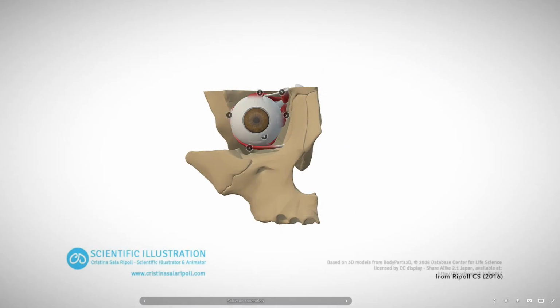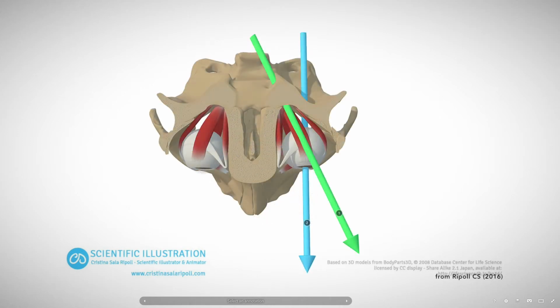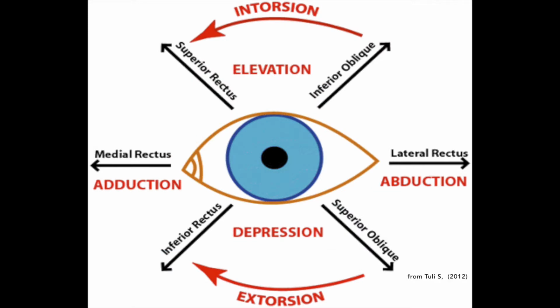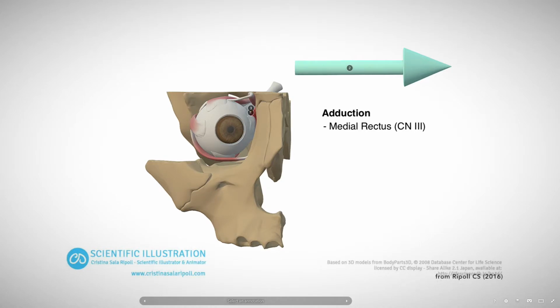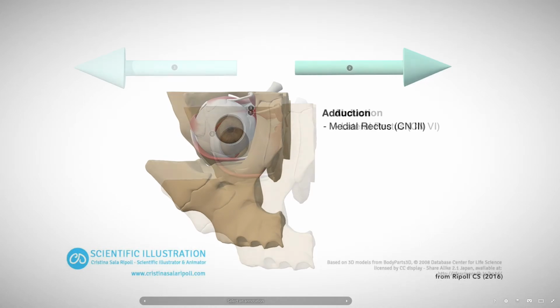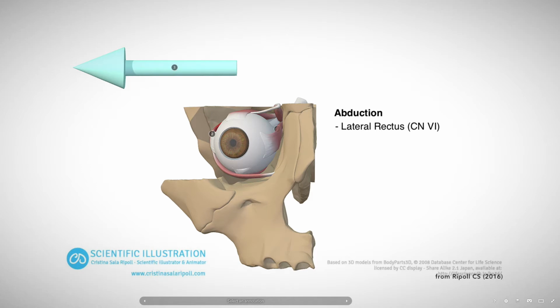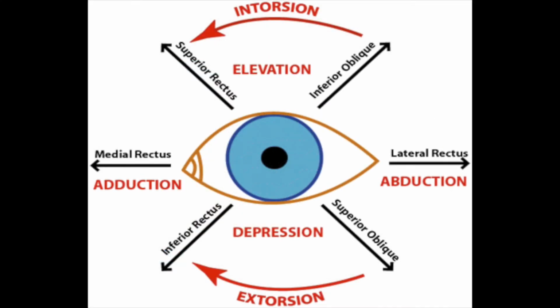The eye in primary gaze is actually off the sagittal axis by 13 degrees, which affects all directions of eye movement except horizontal movements carried out by the agonist-antagonist pair of the medial rectus and lateral rectus. The medial rectus acts to adduct the eye with oculomotor innervation, while the lateral rectus abducts the eye with abducens innervation. Vertical gaze is more complex with use of the superior rectus and inferior oblique for elevation, and inferior rectus and superior oblique for depression.